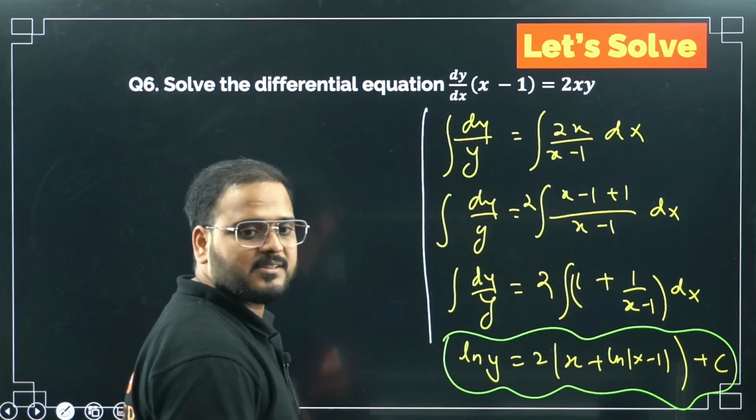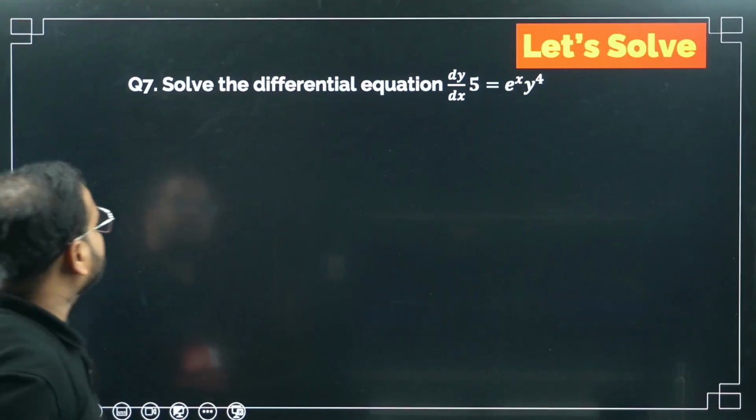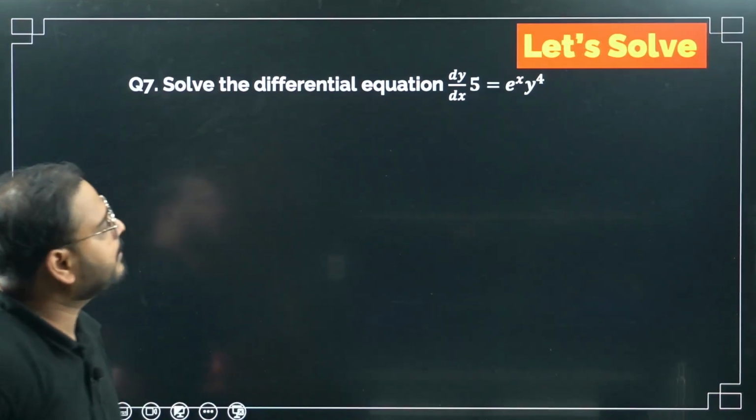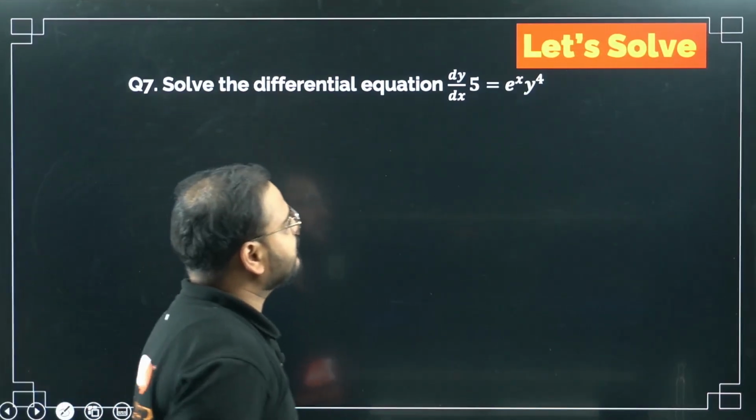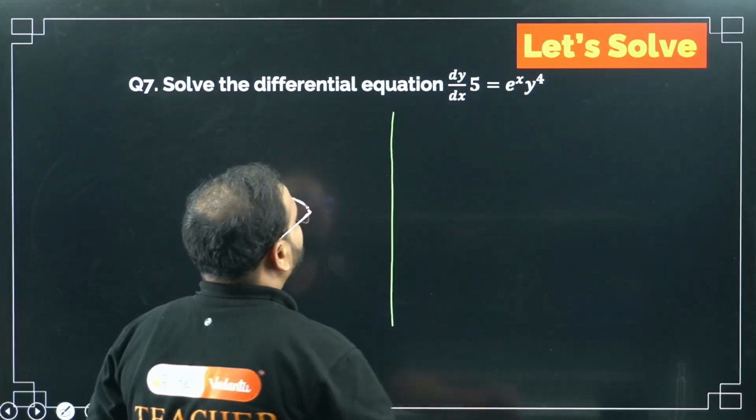Okay, yes, simple enough, right? Question number 7. Solve the differential equation dy/dx = 5 e^x y^4. Okay, this I think you can solve without even using a pen and paper.